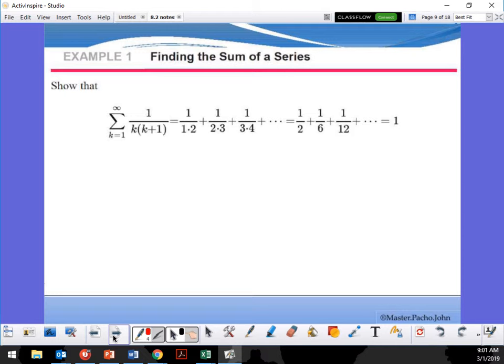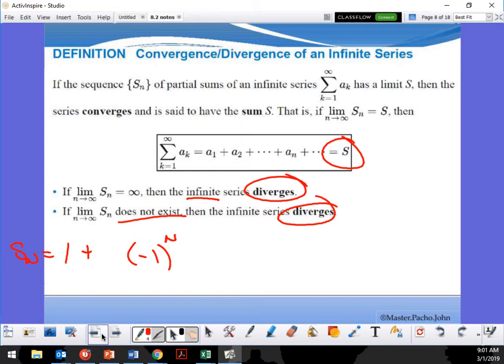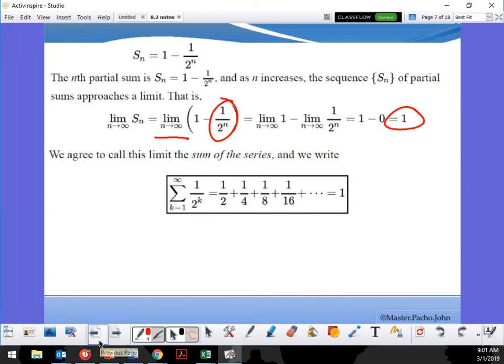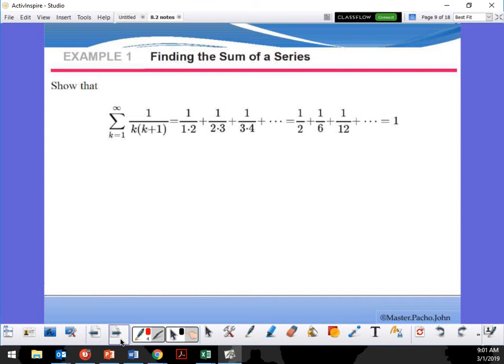So for this one right here, we're going to set this up using the sequence of partial sums. We're going to set it up just like this one right here, so we're going to have sums of this one. From here, I need to actually break up this problem to be able to do it. We're going to change the k's to n's, and then take the limit of this.